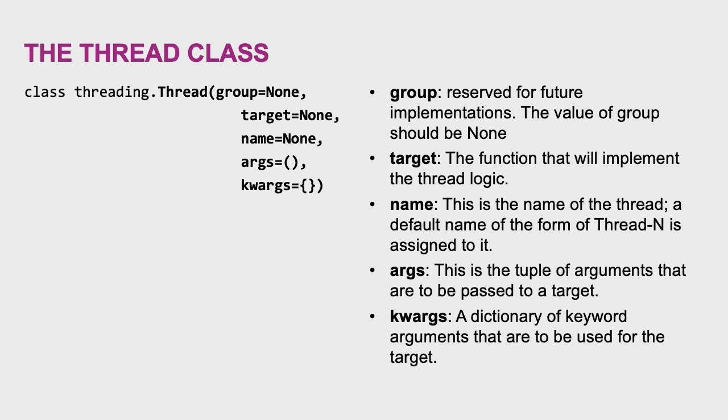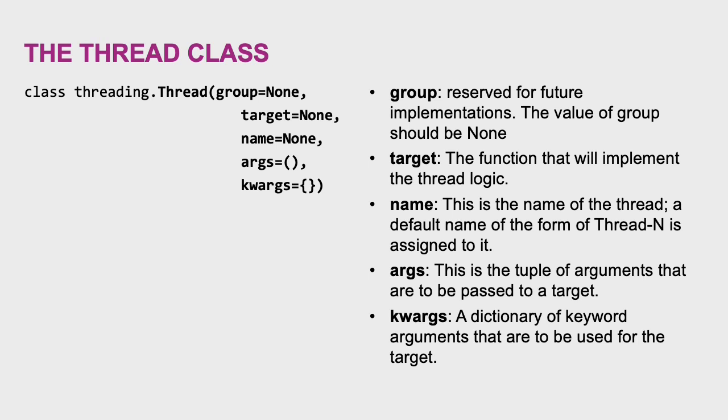This is the constructor of the thread class. You can see you can pass in several arguments. First of all, there's the group. Group is reserved for future implementation. The value of group should be None. Then you can pass in target. Target is the function that implements the thread logic. We will use it to pass in the logic of the thread.